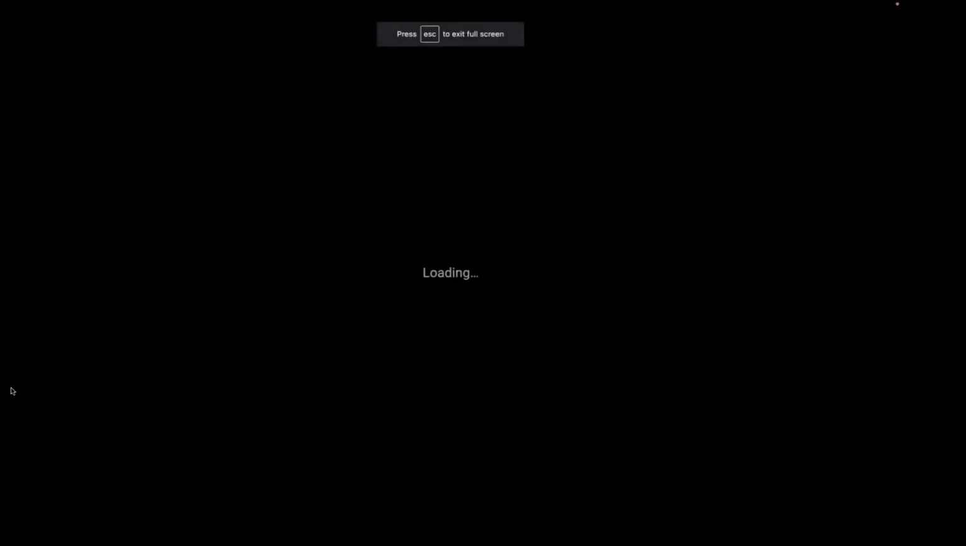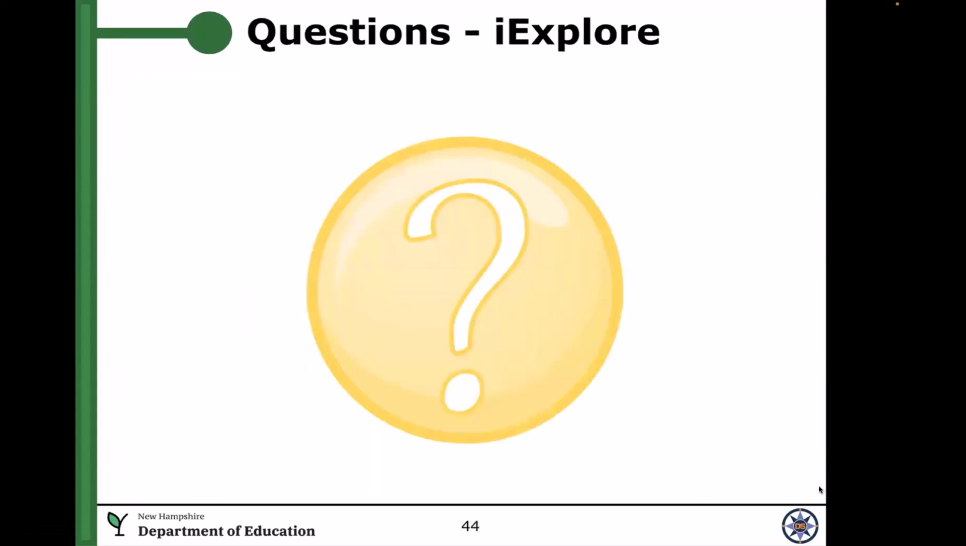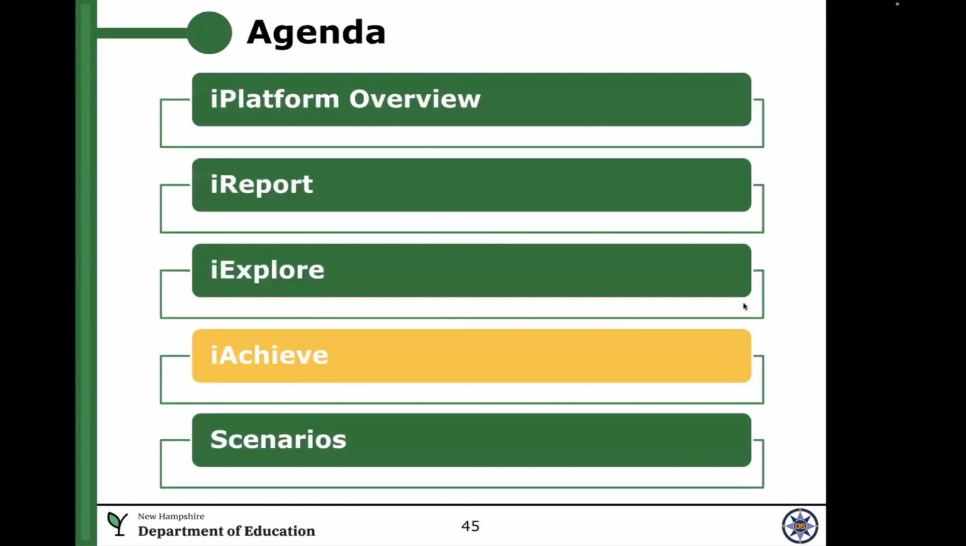I want to go back into here. For iExplore, again, here are some of the scenarios that we were looking at and what you might be able to see on each particular tab. And I will move on here. And we're going to go into iAchieve.